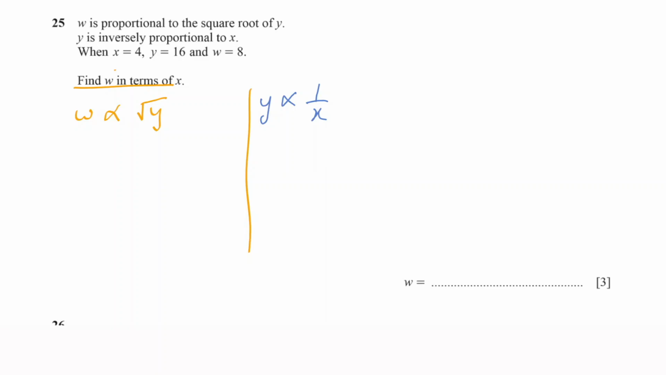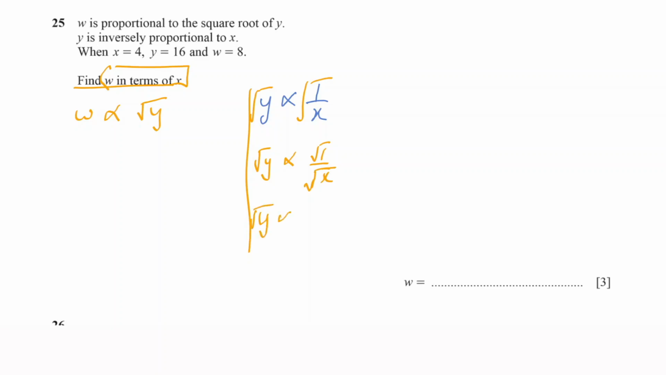Try to understand, we have to find the value of W in terms of x, correct? So W is proportional to root y, and y is proportional to 1 by x. From here only we can get the value in terms of x, right? So if I take the root of this one, I have to take the root of the left hand side and right hand side also. So now root of y is proportional to root 1 by root x, right? This is how we can write it.